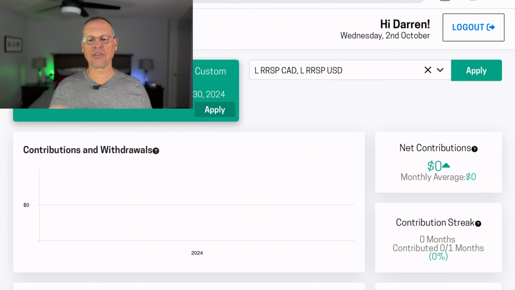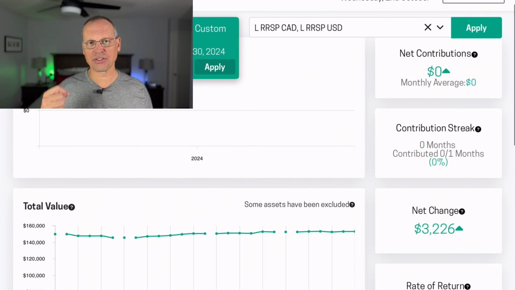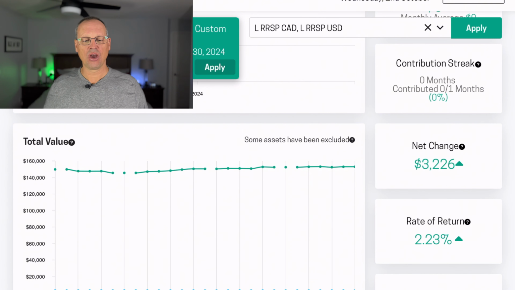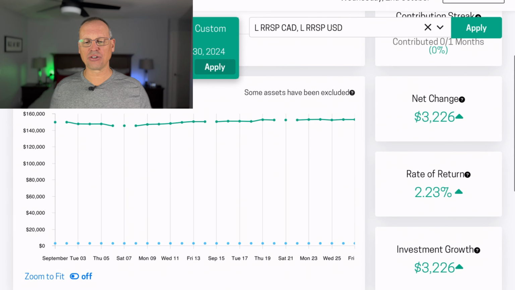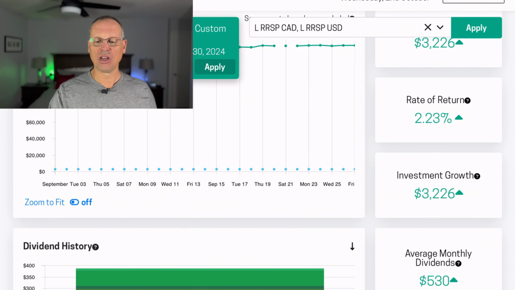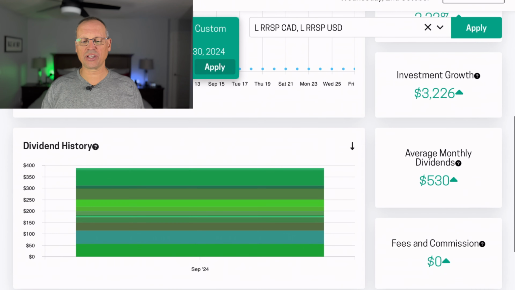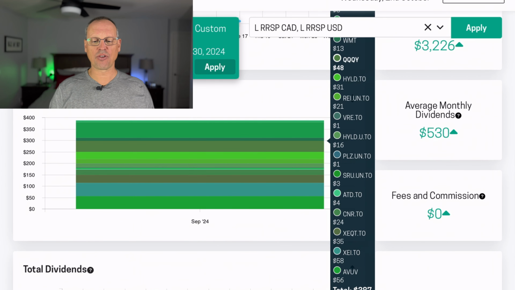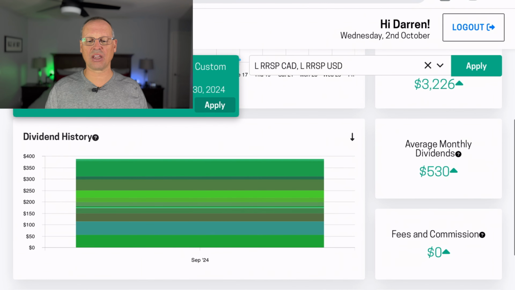All right, so you can see here that the net contributions in this account are $0. Makes sense, we're not making any contributions right now. All right, the net change in the account, $3,226. The rate of return, 2.23%. Keep in mind, again, this is just for the month of September. Investment growth, $3,226. And the part that everybody wants to see is the dividends. So for the month of September, this account earned $387 in dividends.